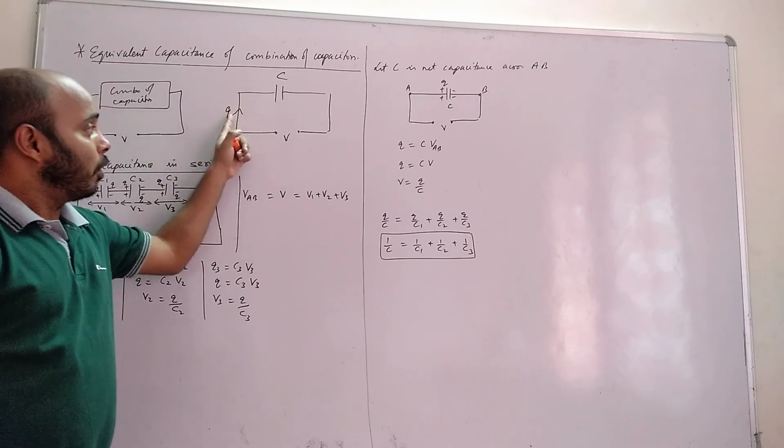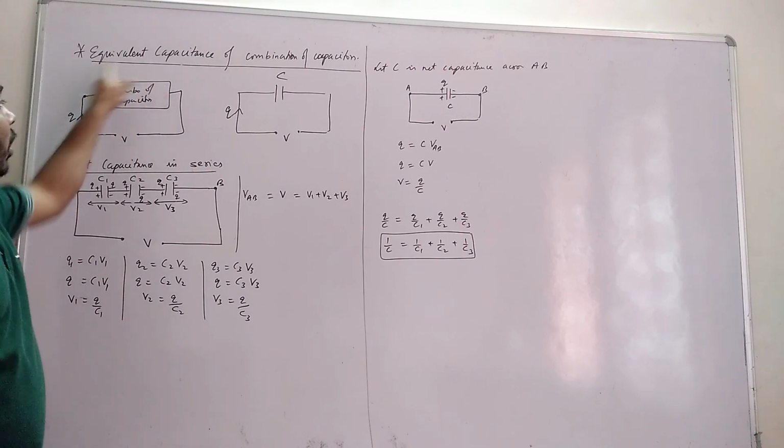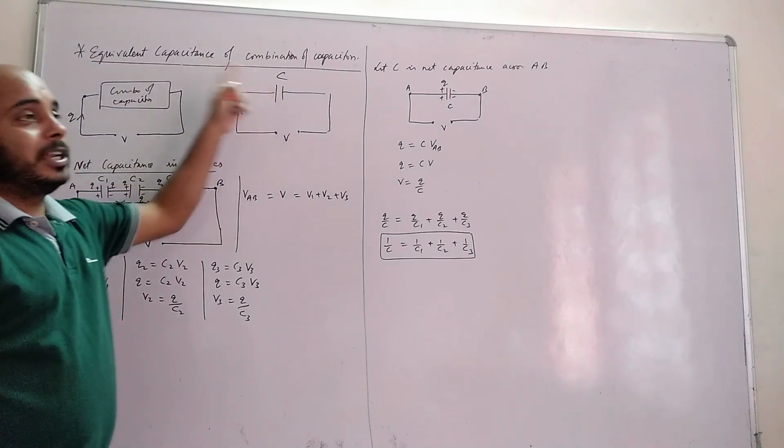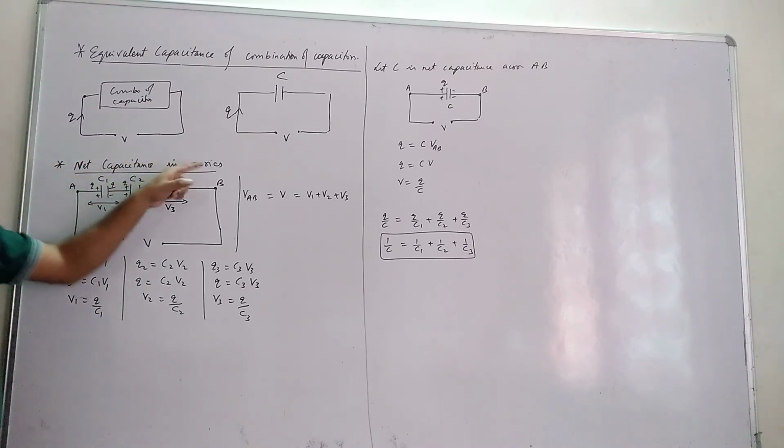The same work, the same charge Q is taken out from the same source by all the capacitors. So this is the net of these capacitors. Now we will find the expression of equivalent capacitance when capacitors are in series and parallel. First, net capacitance in series.